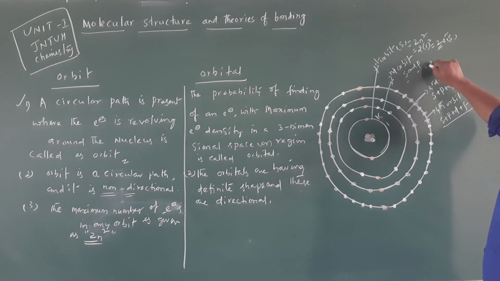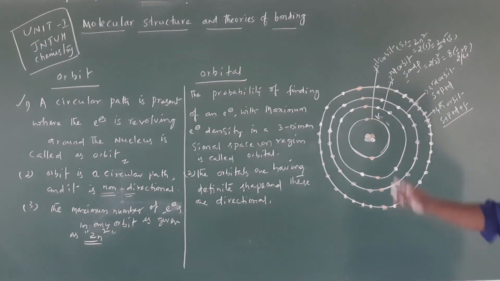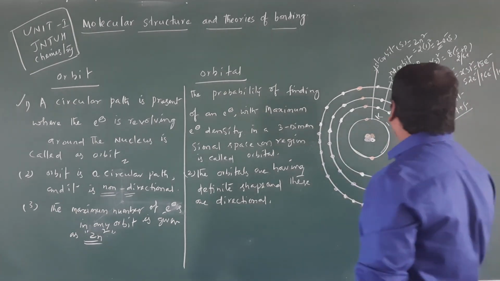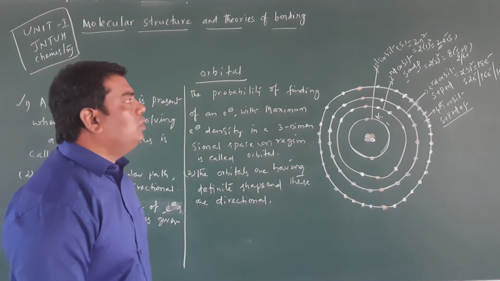Right. In the second orbit, that is 2 into 2 square, which is equal to 8. That means s plus p: 2 s electrons and 6 p electrons are revolving in the second orbit. The third orbit is 2 into 3 square, which is equal to 18 electrons. So 2 s electrons plus 6 p electrons plus 10 d electrons.